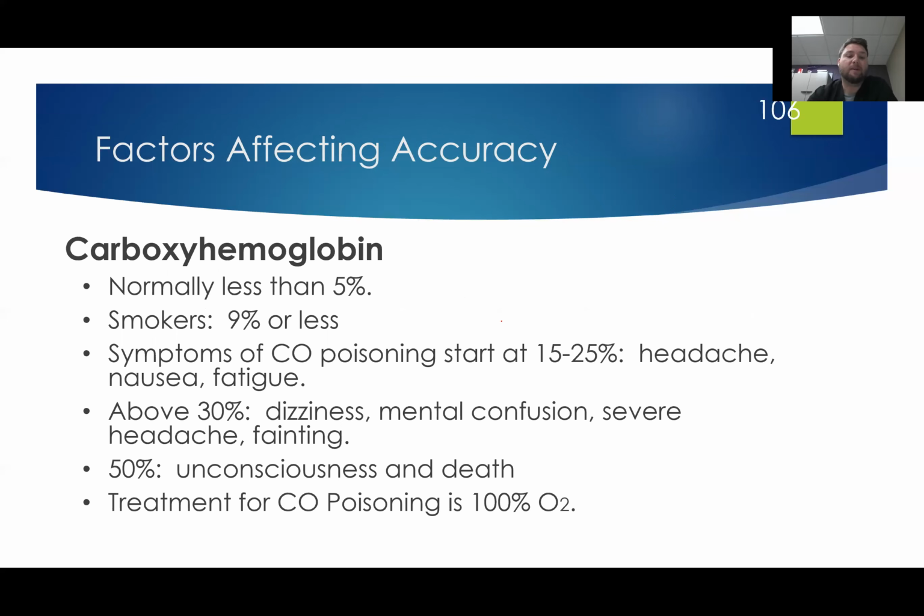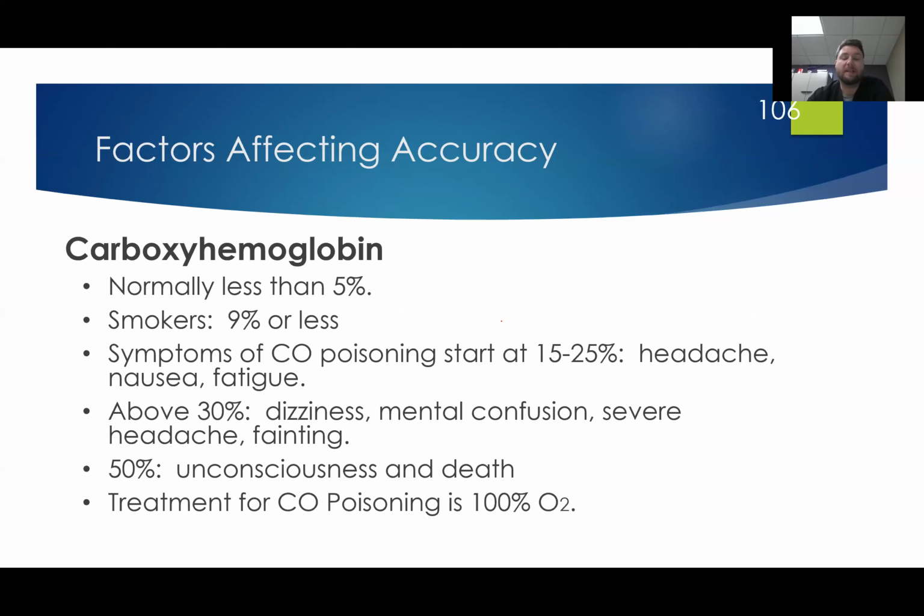So carboxyhemoglobin, normal people have less than 5%. Smokers have about 9% or less. If somebody's getting carbon monoxide poisoning, around 15 to 25%, they'll start to get a headache and get tired. If they have above 30%, they get dizzy, confused, and they can faint. If it's above 50%, it can cause unconsciousness and death.